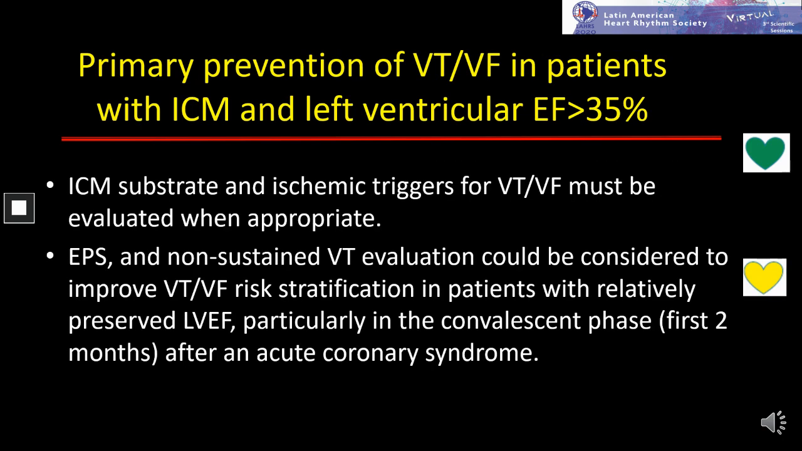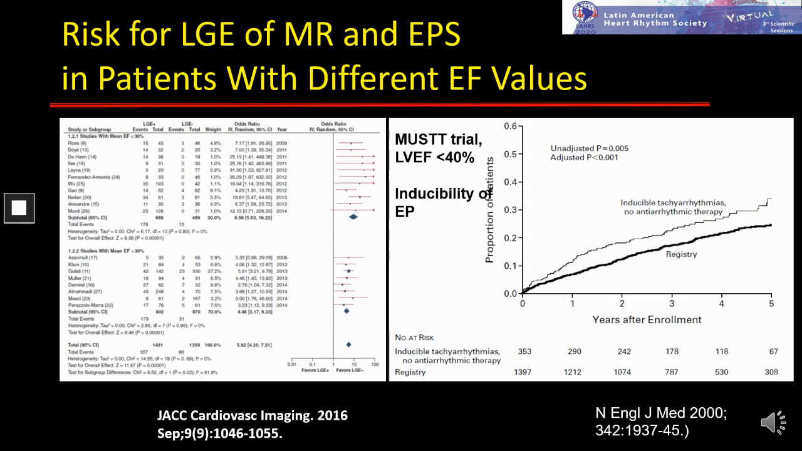And in patients with ejection fraction larger than 35, what is the indication for primary prevention of VT/VF? As in ischemic cardiomyopathy, with an ischemic substrate, we need to evaluate appropriately. We may use EPS to induce a sustained VT, which can be considered to improve the VT/VF risk stratification in patients with a preserved LVEF, especially in the convalescent phase after 2 months after an acute coronary syndrome.